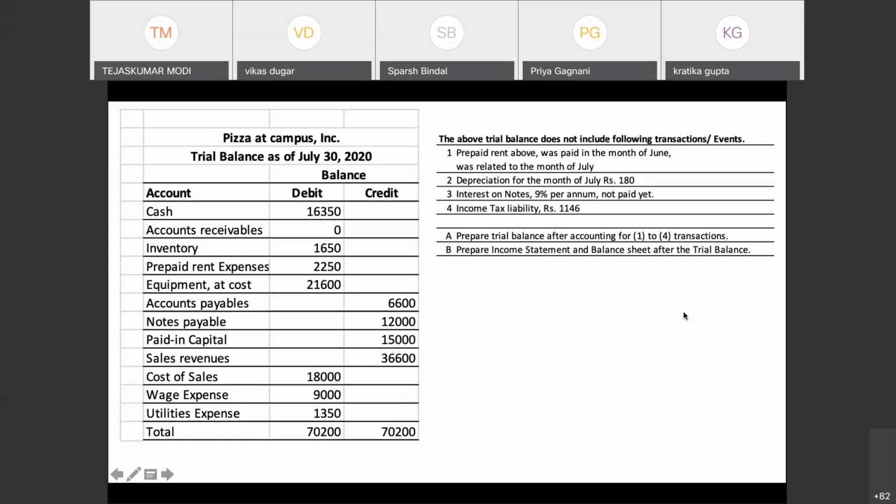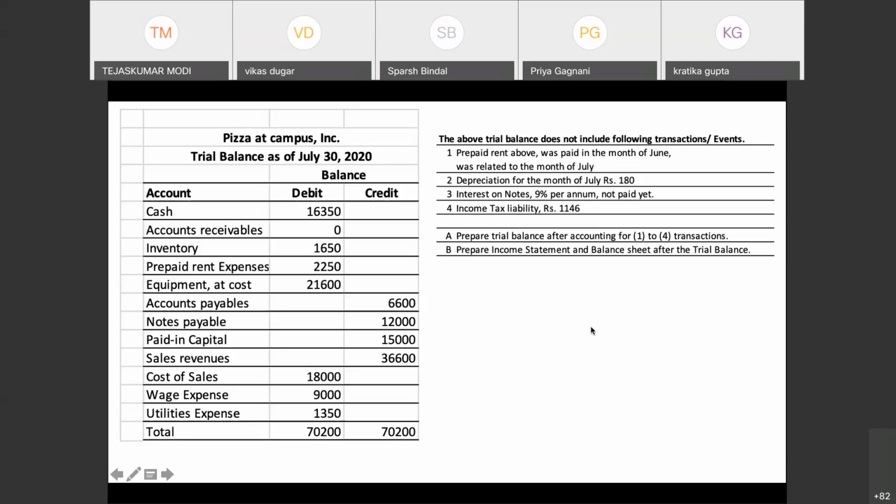So yes, the journal entry is interest expense account debit. What was the amount? 12,000 into 9% into 1 by 12. How much is the amount? 90 rupees per month. So 90 rupees is the expense. So interest expense account debit 90 rupees, to interest payable 90 rupees. That is the journal entry.